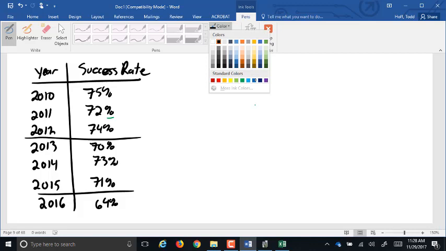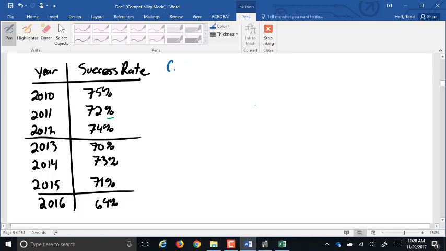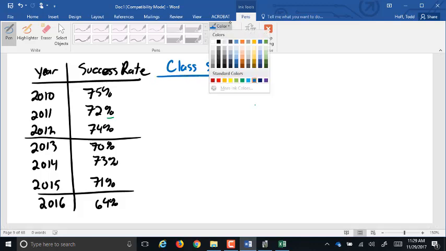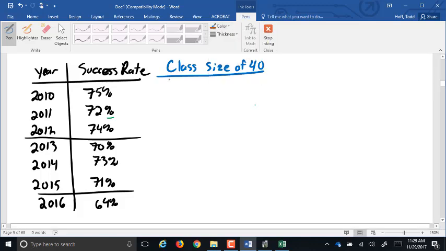So now let's say that we find out that the class size that this is taken from is one class of 40 students each year. So what that means is each year 75%. How do we find 75% of 40? Perfect. Well, 40 times 0.75 is 30. So that would mean 30 out of 40 passed the class.